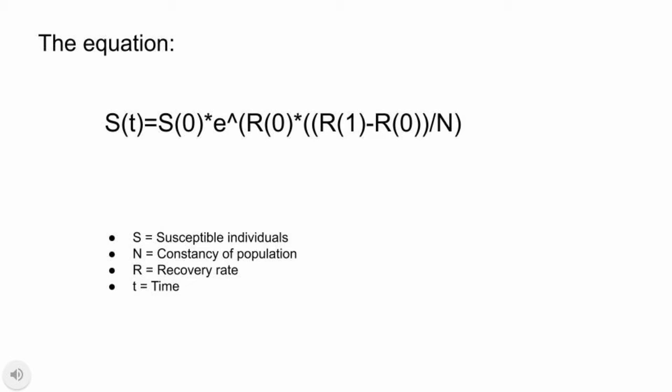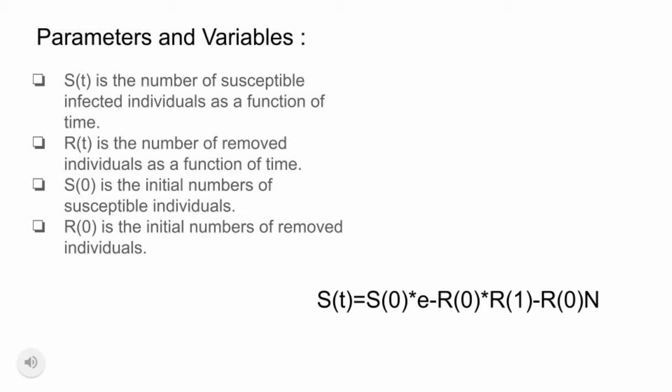The equation used in this model to calculate the future spread of COVID-19 is S(t) = S0 times exp(-R0 times (R1 - R0) / N). Our variables are S(t) for the number of susceptible individuals as a function of time, R(t) for the number of individuals that have been removed as a function of time, and S0 and R0 being the initial values for, respectively, the number of susceptible subjects and the number of removed subjects.